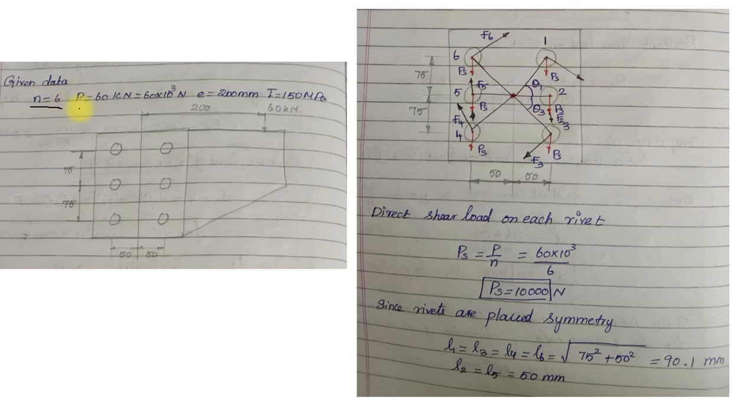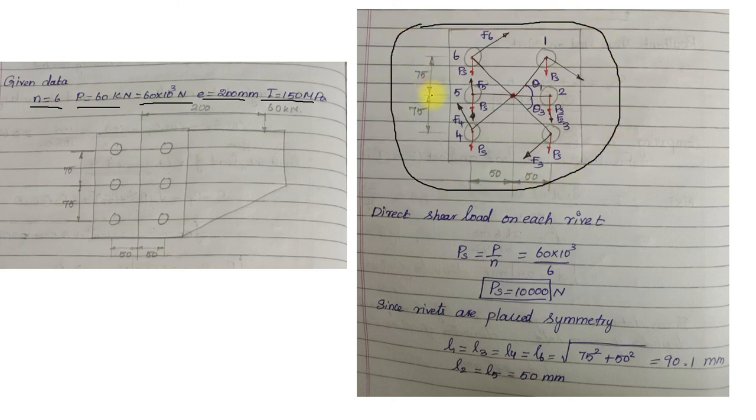Number of rivets is 6. The load is 60 kilonewton, which I have converted into 60 into 10 to the 3 Newton. Eccentricity value is 200 mm. Permissible shear stress value is 150 megapascal, as given. So I need to identify what is the diameter of the rivet. Once I draw this particular diagram, it will be very easy for me to identify the direct shear load and the secondary shear load. The formula to find the direct shear load we already know.